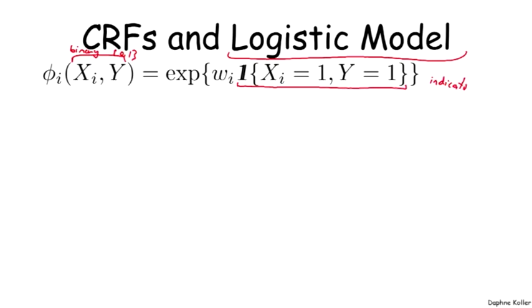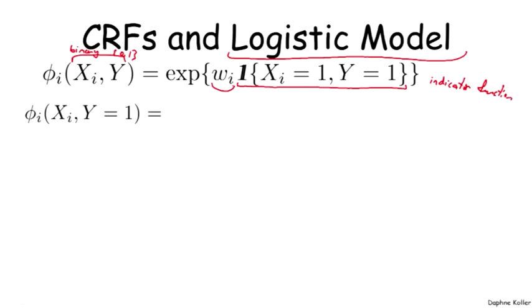So we have one, my indicator function is one when both xi and y are one, and zero otherwise. And that's going to have a parameter wi. And now let's actually plug that into the CRF representation and see what happens.